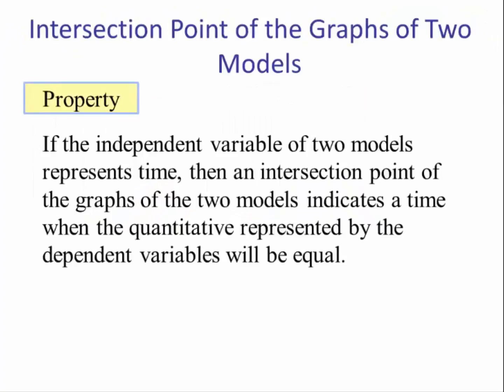Intersection point of the graphs of two models. Property: if the independent variable of two models represents time, then an intersection point of the graphs of the two models indicates a time when the quantities represented by the dependent variables will be equal.